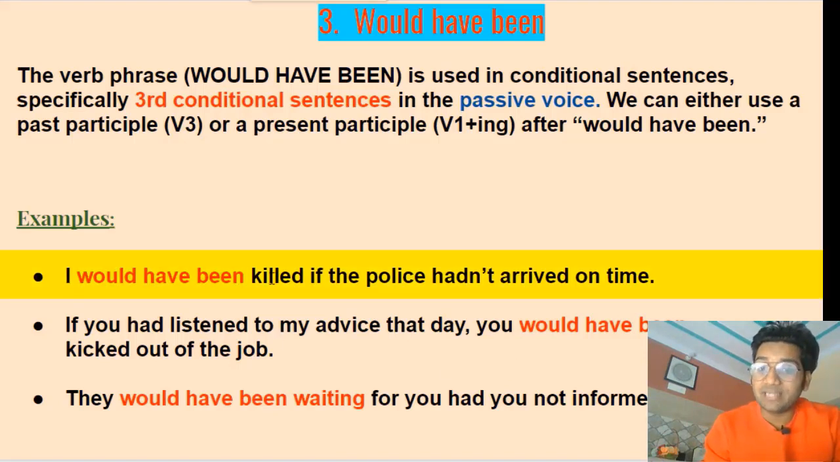I would have been killed if the police hadn't arrived on time. Something would have happened to me, somebody would have done something to me if something had not happened in the past. Again, the same situation, third conditional sentence. If something had happened in the past, something else would have happened in the past. The difference is here the sentence is in the passive voice, would have been followed by V3, which means the sentence is in the passive voice. The subject is not doing the action, the subject is receiving the action.